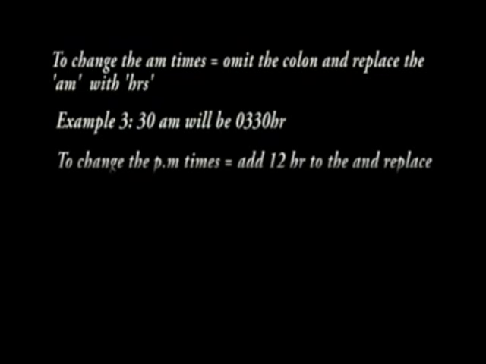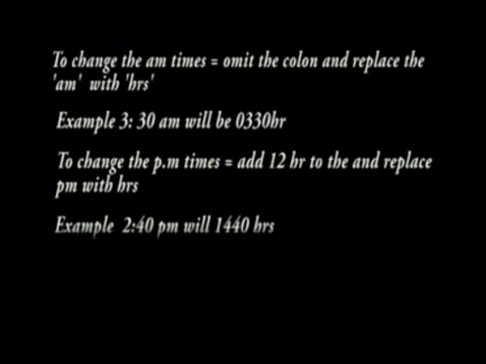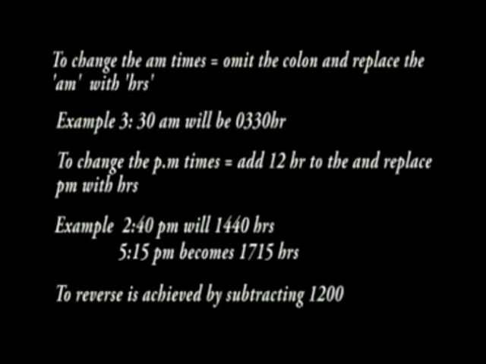Conversion of 12-hour system into 24-hour system. To change the AM times, we simply omit the colon and replace the AM with hours. For example, 3:30 AM will be 3:30 hours. To change the PM times, we add 12 hours to the time and replace PM with hours. For example, 2:40 PM will be 14:40 hours. 5:15 PM becomes 17:15 hours. The reverse is achieved by subtracting 12 hours.